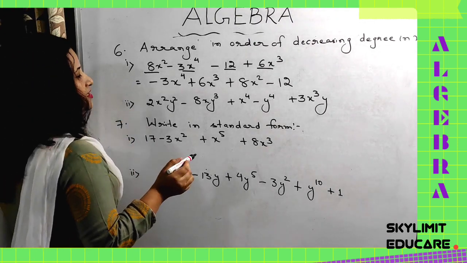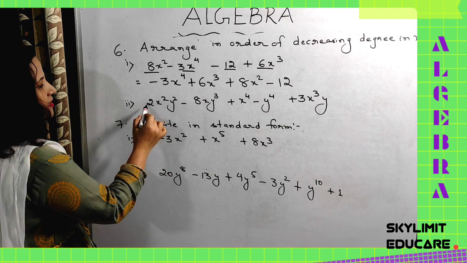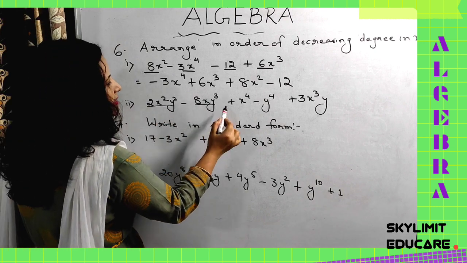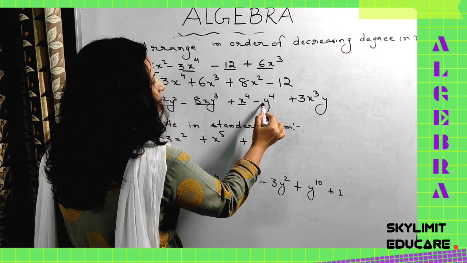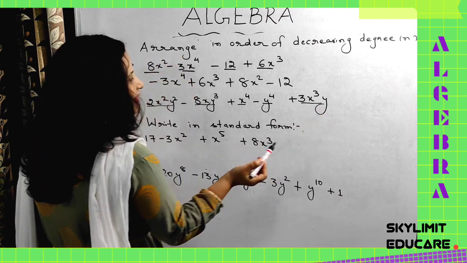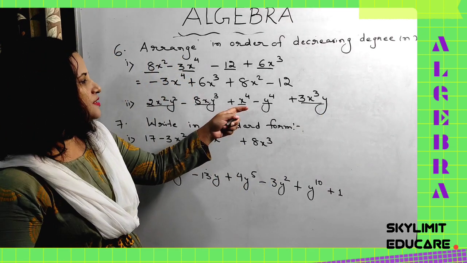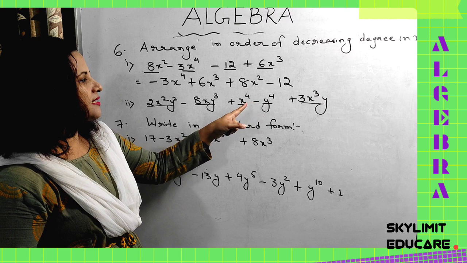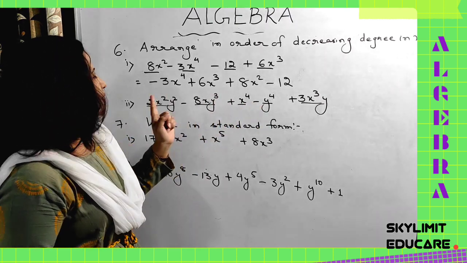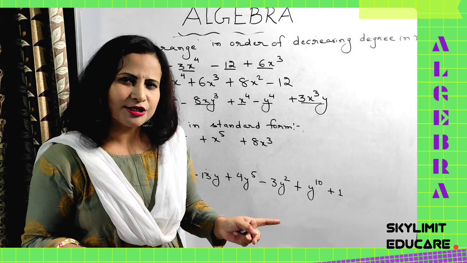Now for the second one, just find out how many terms first. First term, second term, third term, fourth term, fifth term. This expression is having 5 terms. Because you can see here there's a minus sign, so these two are separate terms, right? So in total we are having 5 terms.